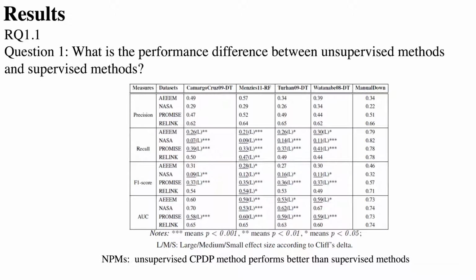Here we list the results we obtained in our work. As for question 1, we found that when considering NPMS, the unsupervised CPDP method ManualDown performs significantly better than supervised methods on most performance measures, for example F1 score and AUC, at the cost of higher inspection effort and higher false alarms.